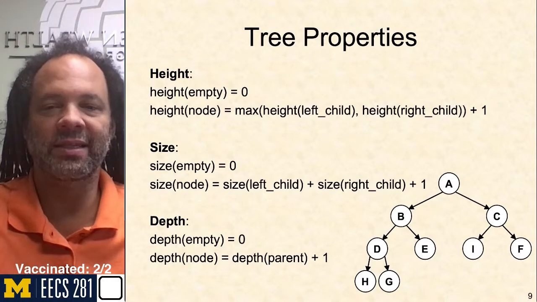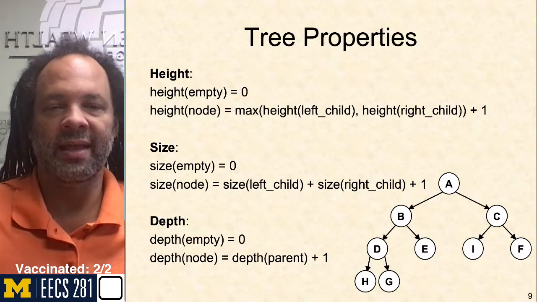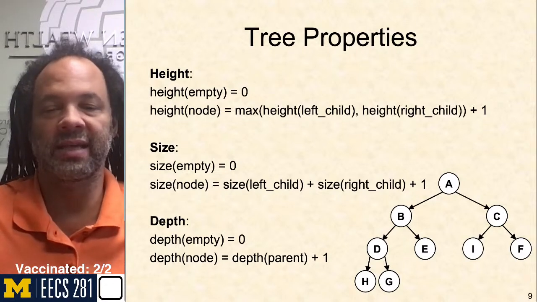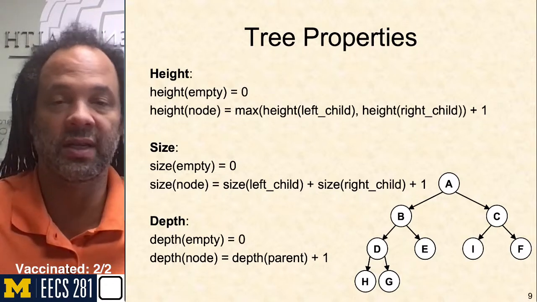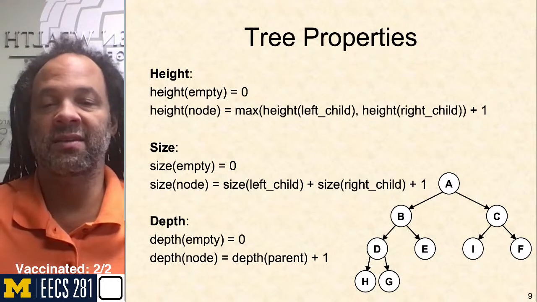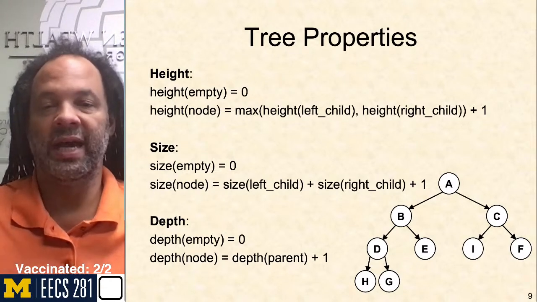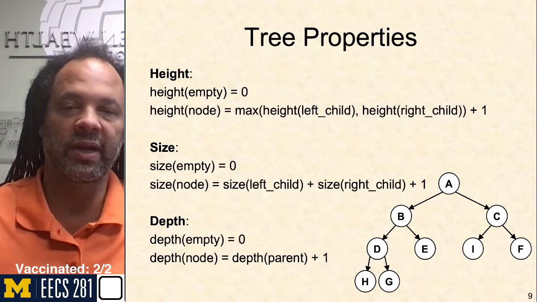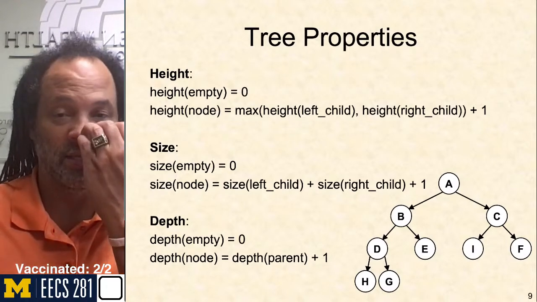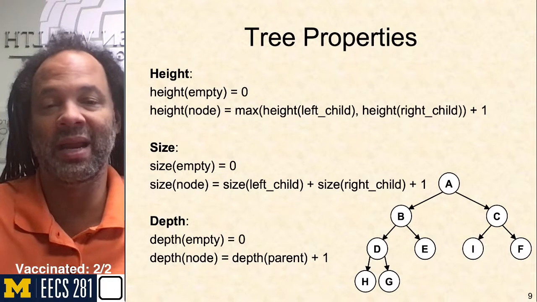And then of course size here, that's just the total number of nodes. And that's a recursive definition as well. We can say that the size of an empty tree is 0. That makes good sense. There's nothing there. Then the size of any given node is the total size of its left child plus the total size of its right child plus 1. And that is, once again, implying a binary tree.